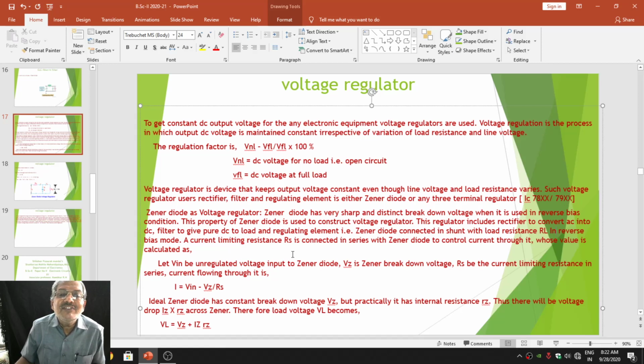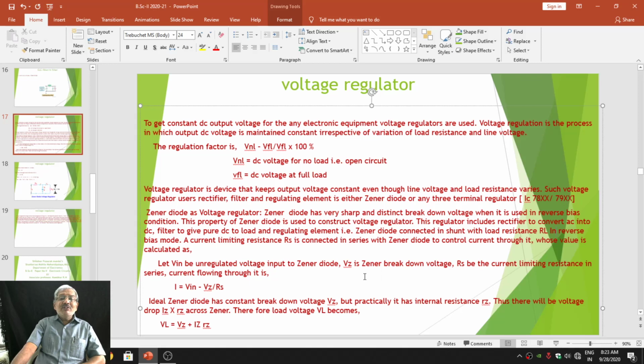A current limiting resistance RS is connected in series with the Zener diode to control the current through it, whose value is to be calculated. The main role in obtaining a constant output voltage belongs to the Zener diode, and that's why it should be protected against excess current. To protect it, a current limiting resistance RS is connected in series with the Zener diode. Its value can be calculated, so it is called designing of the Zener regulator.